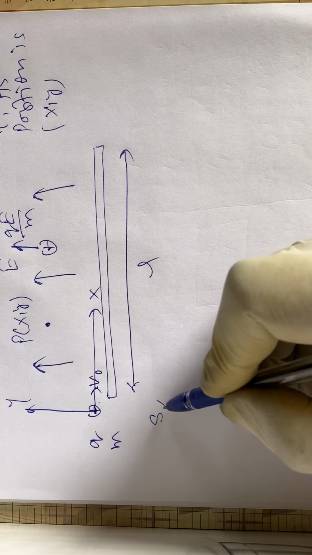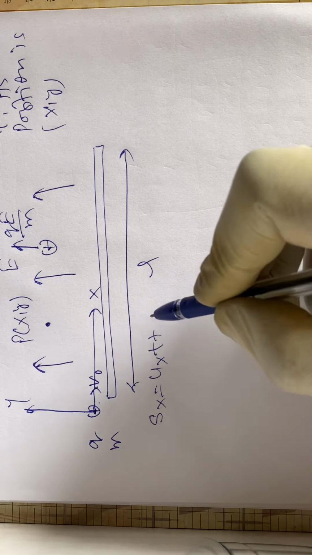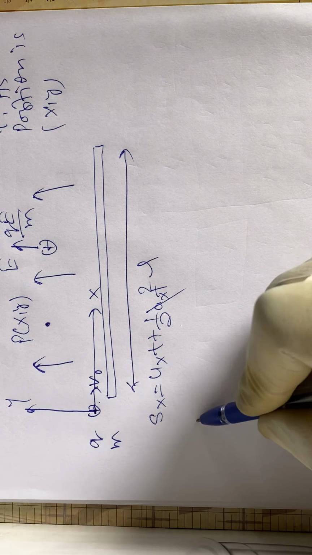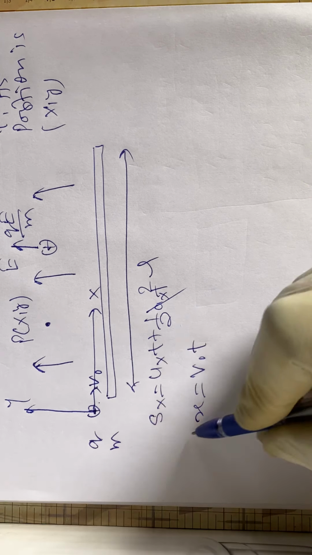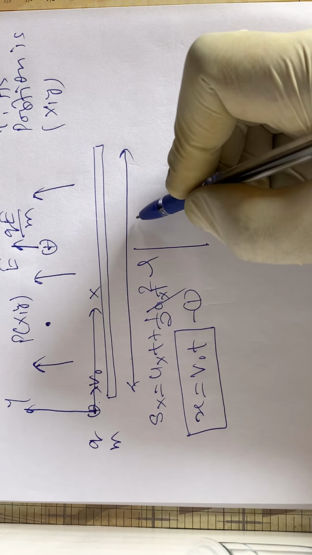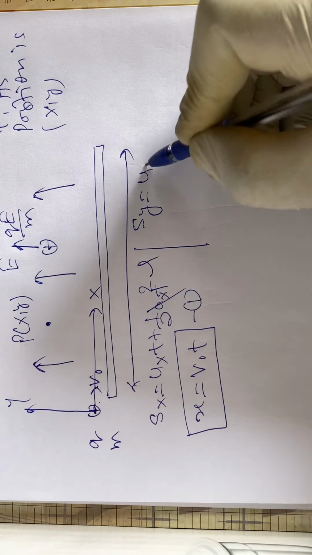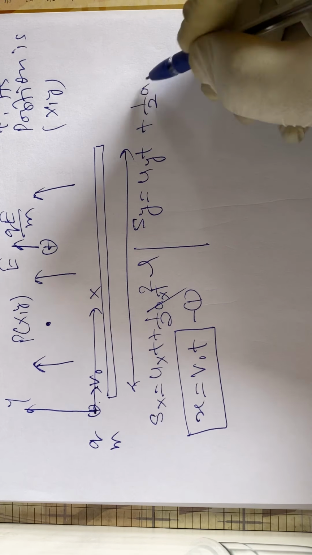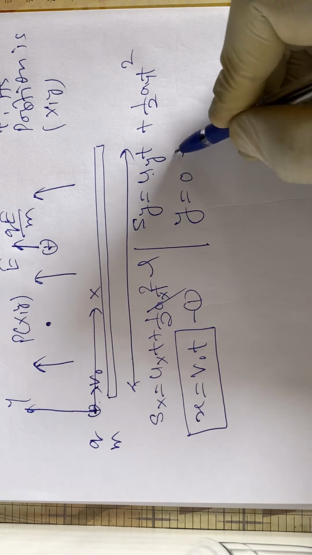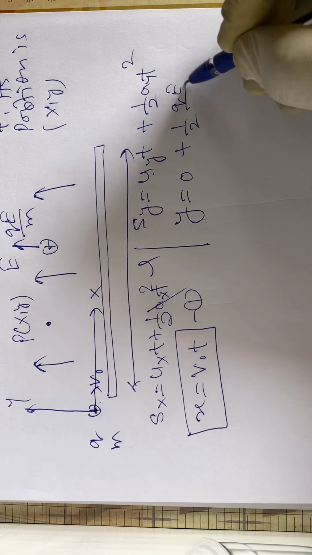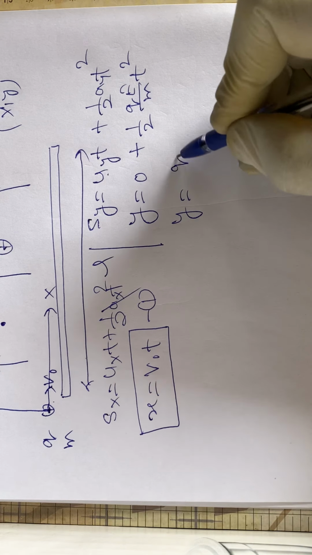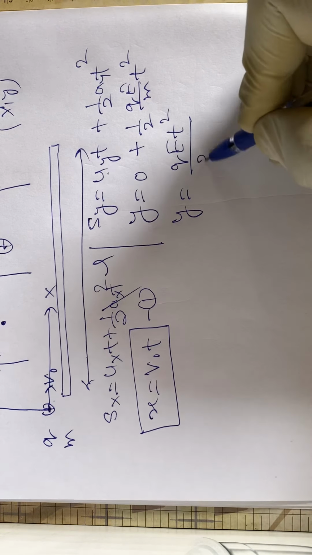Using the second equation of kinematics, Sx equals uxt plus half axt square. Since ax is 0, x equals v naught t. We get the first equation. On the other hand, writing the equation for the y-axis, Sy equals uyt plus half ayt square. This is y. Initial velocity in the y direction is 0. It's half of qE upon m into t square. So y comes out to be qE t square upon 2m.